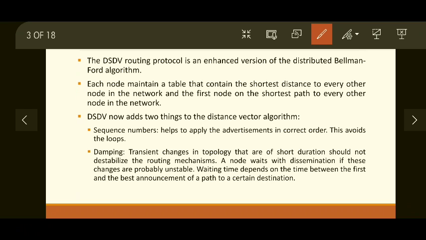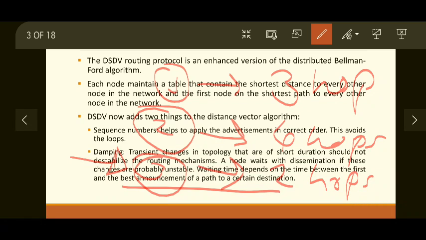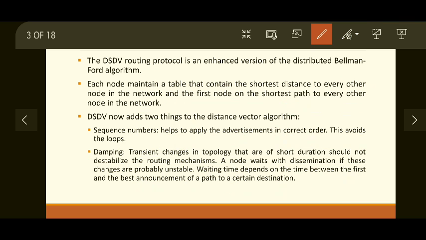So this waiting time obviously depends on the time between the first and the best announcement of a path to a certain destination. So that is also another thing. In every advertisement it is mentioned what is the distance toward that particular node. For example, the first advertisement mentions the distance toward the destination is 3 hops, the second advertisement mentions the distance is 4 hops, and the third advertisement mentions the distance toward the destination is only 2 hops. So the announcement of the best path is in the third advertisement obviously. So a node has to wait a certain amount of time before deciding which is the best available path. So that is called damping. That is a time in seconds during which the node will wait for realizing the best announcement of a path. Okay, so these two things are added.